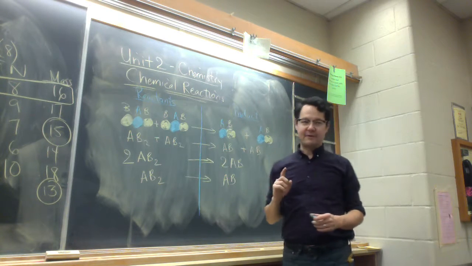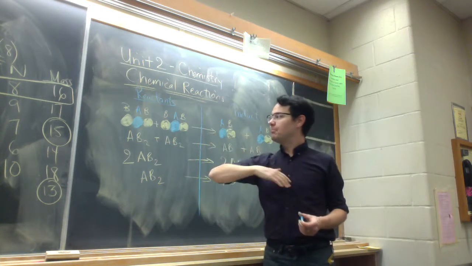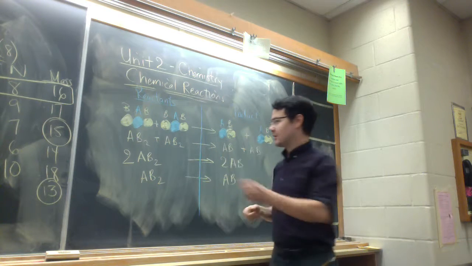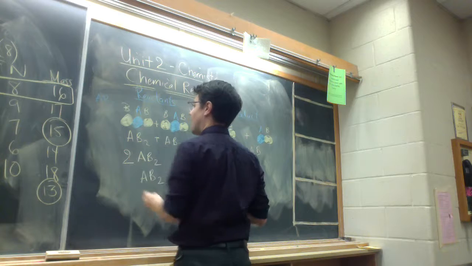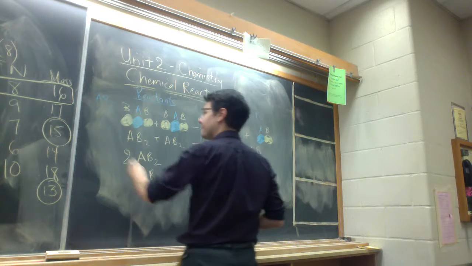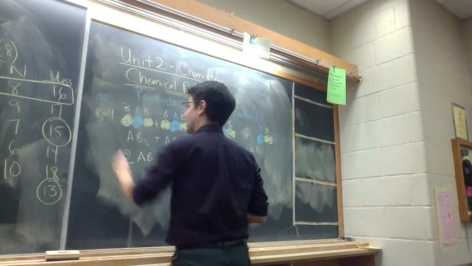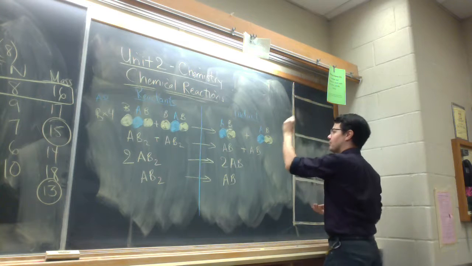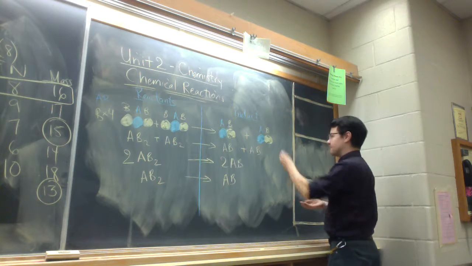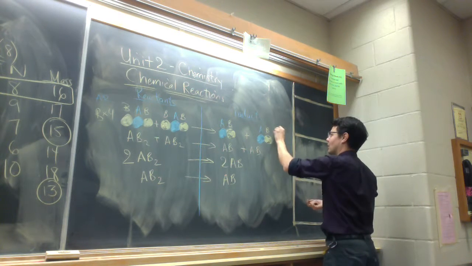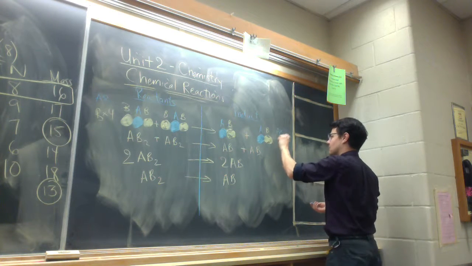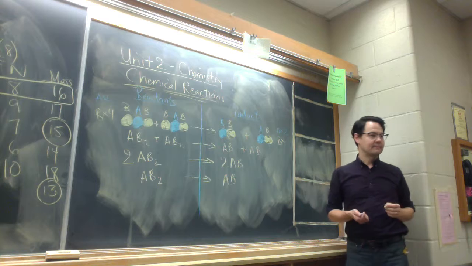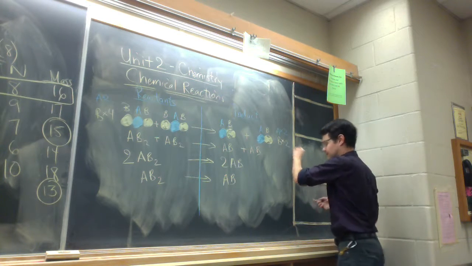But the trouble we have here is how many A's do we have in our reactants over here? Two, actually. And how many B's do we have? Four. B we have times four. How many A products do we have? Two. But B? We have only two.